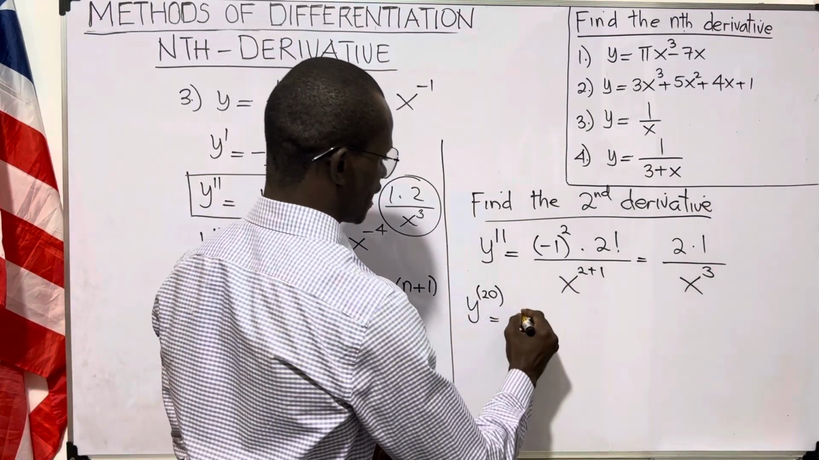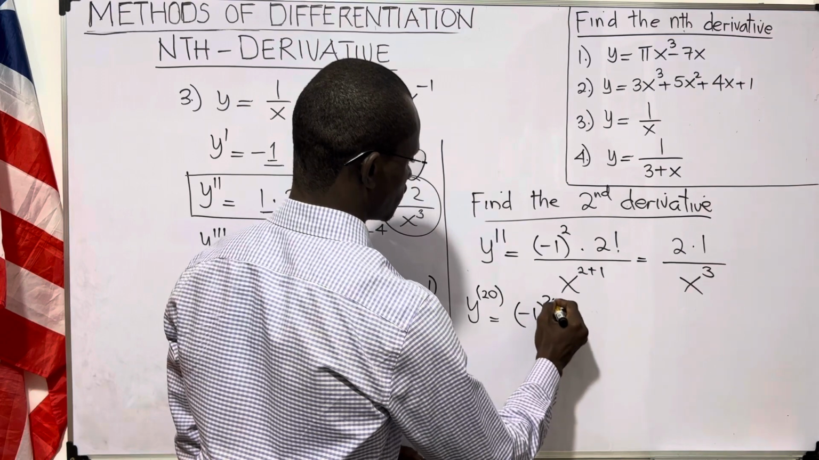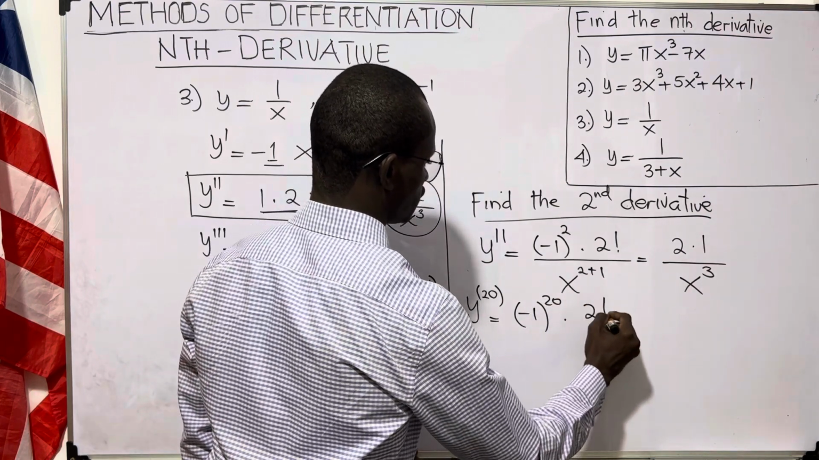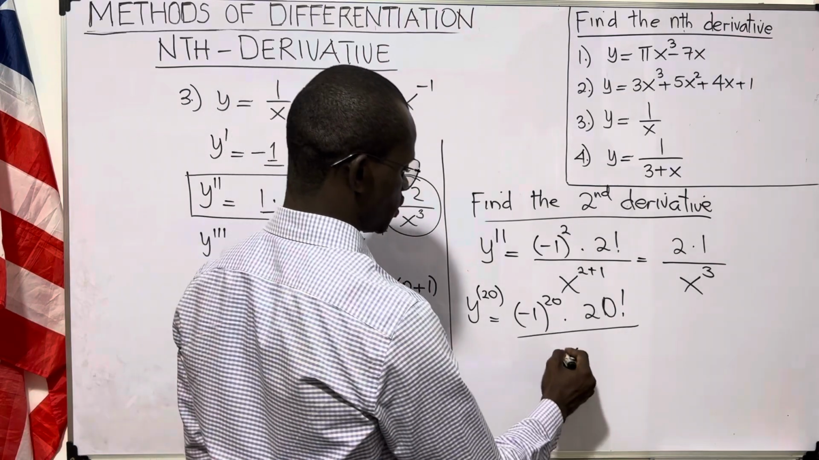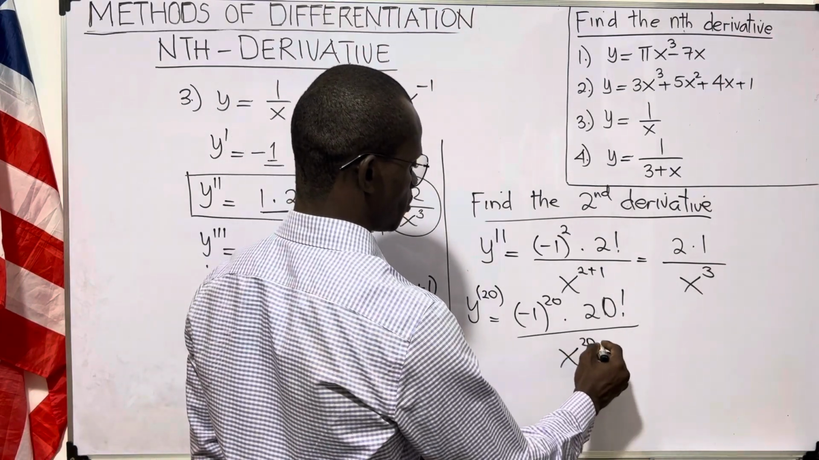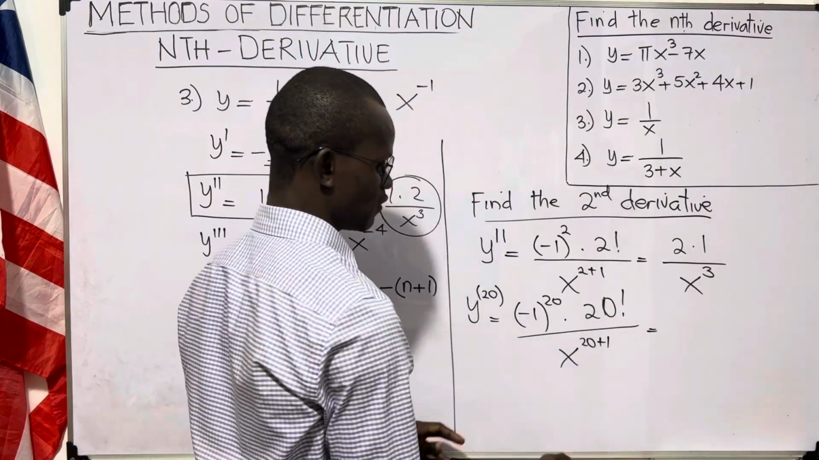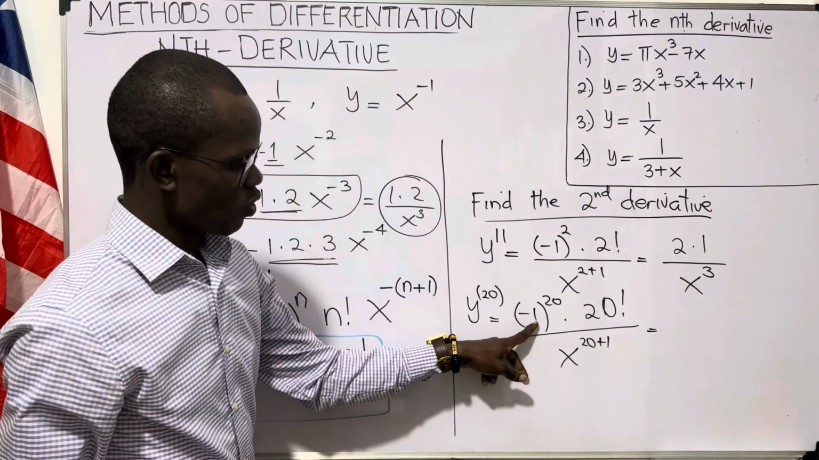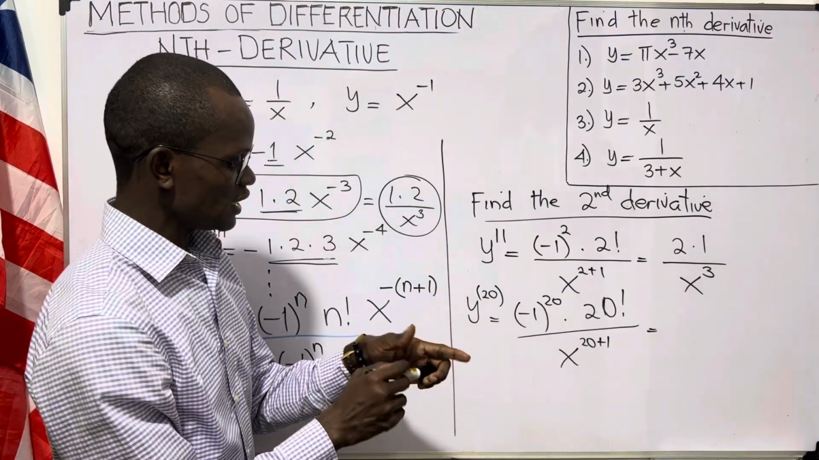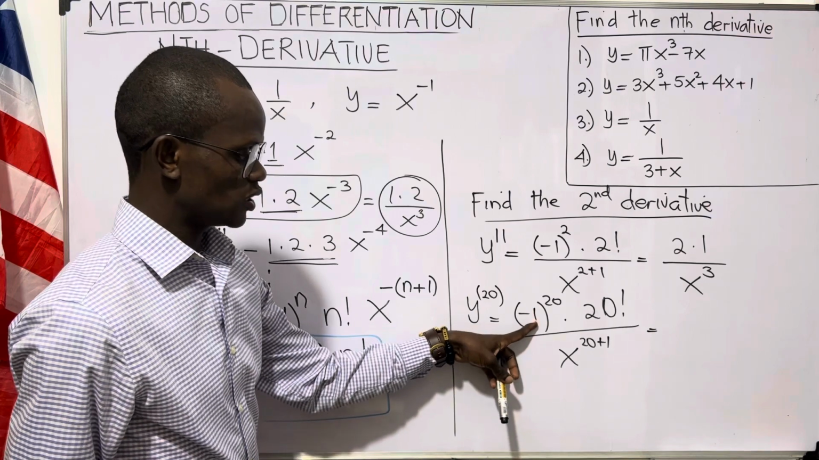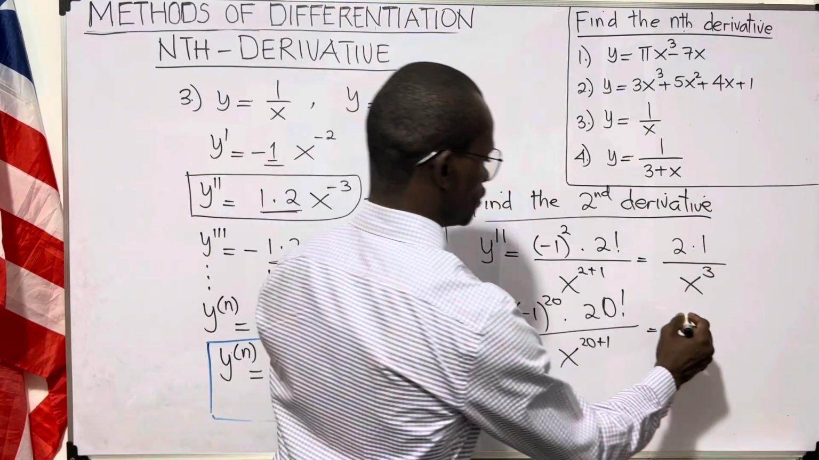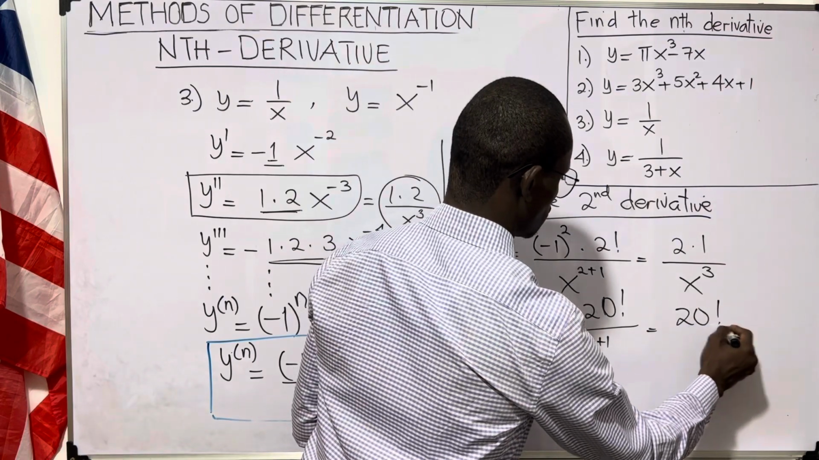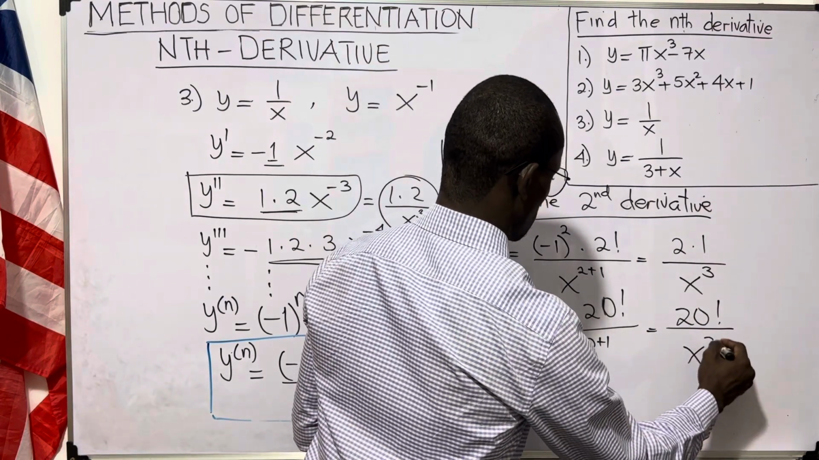So we say minus 1 raised to the power 20 times 20 factorial, all over x raised to the power 20 plus 1. So this will give us minus 1 raised to the 20th power. When the power is even, this becomes positive. When the power is odd, this becomes negative. So the power is even. So this is just 20 factorial all over x raised to the power 21.